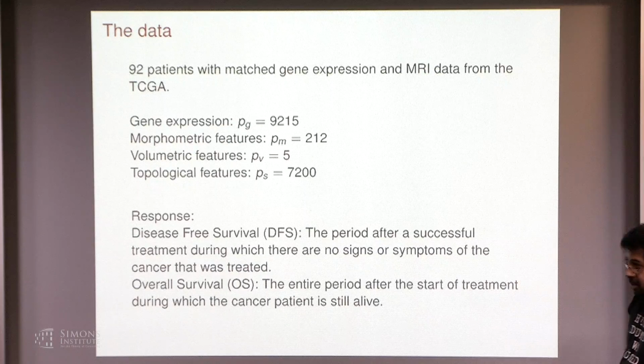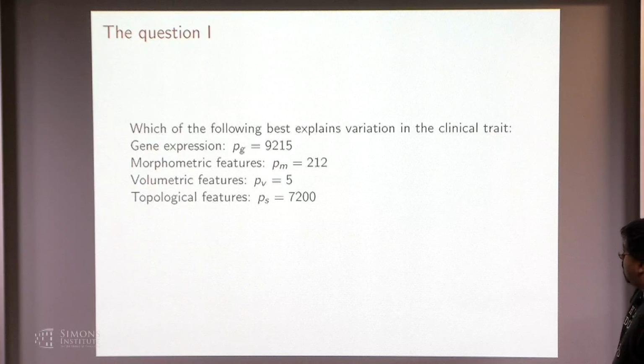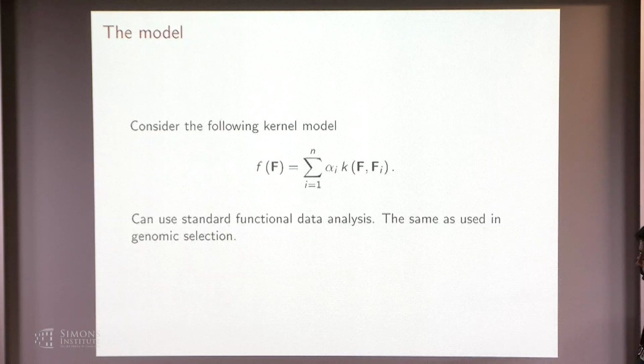And we're going to do regression. We're going to think of the shapes as covariates in a regression problem. And we're going to ask which of the following best explains variation in the clinical trait. Okay? And we're basically going to use a Gaussian process model. Okay? This is like the Bayesian part of the talk, but I wrote it frequentist because I'm at Berkeley.